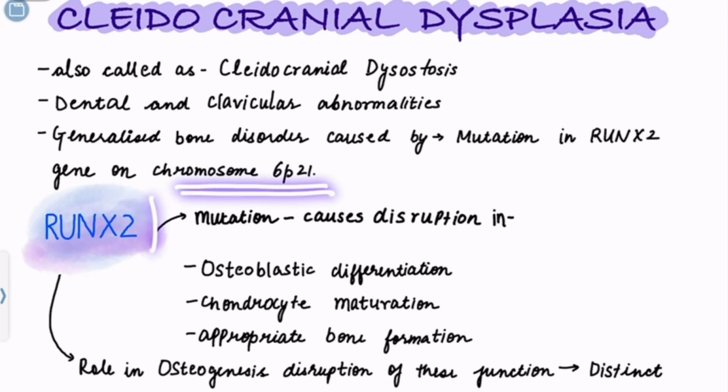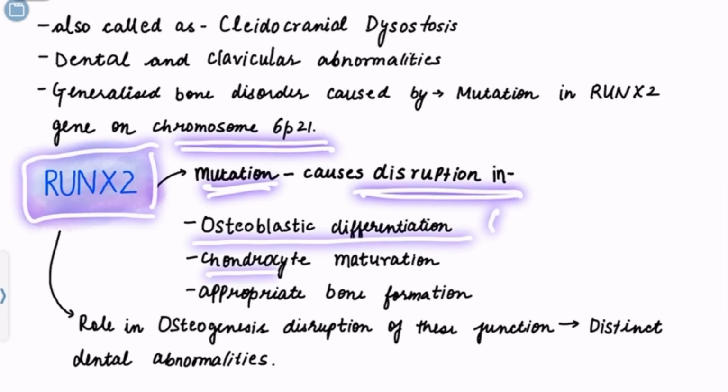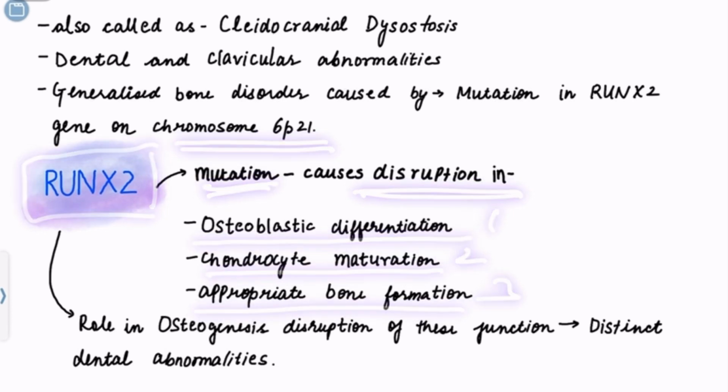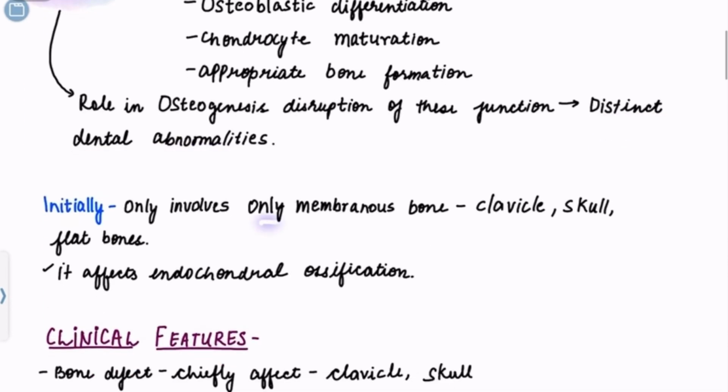Now let's see more about this RUNX2 gene. There is mutation in this gene, so it will cause disruption in the normal features like osteoblastic differentiation, chondrocyte maturation and appropriate bone formation. There are also distinct dental abnormalities. Initially, it only involves membranous bones like clavicle, skull and flat bones.